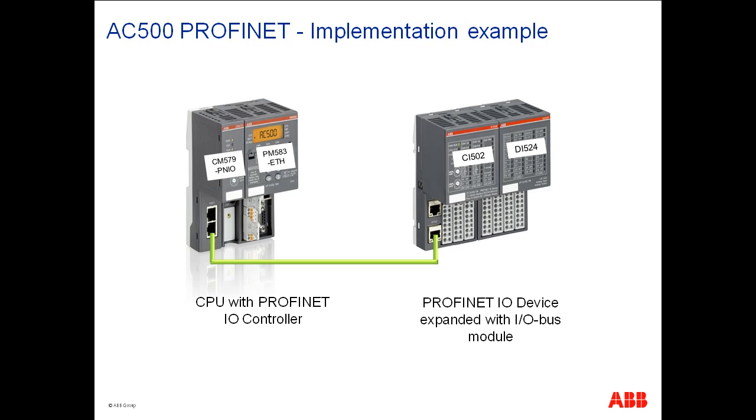A sample hardware connectivity is shown on the screen, in which a CM579 Profinet IO controller is connected to one CI500 IO device. This IO device is further expanded with a DI524 digital input module.